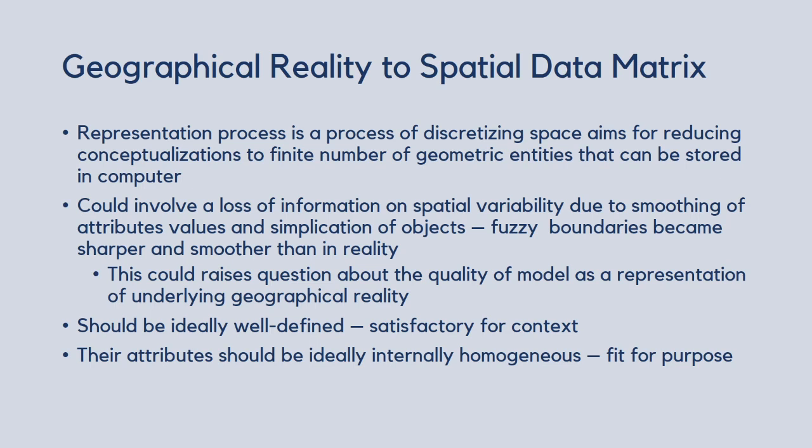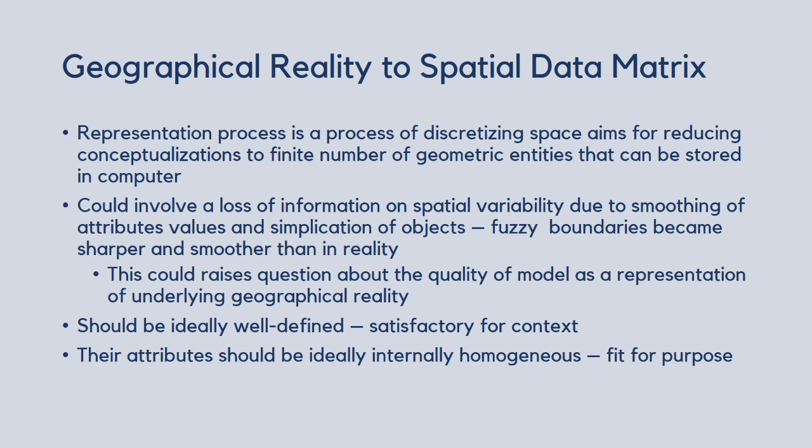An object view is captured using the same geometric objects, but these objects are not always the same as the basic spatial entities that can make up the object view. So this process always involves a loss of information on spatial variability due to the smoothing of attribute values and simplification of objects, such as when we have fuzzy boundaries, we make them sharper and smoother than in reality they are. So sometimes it raises issues about the quality of the model as a representation of the underlying geographical reality.